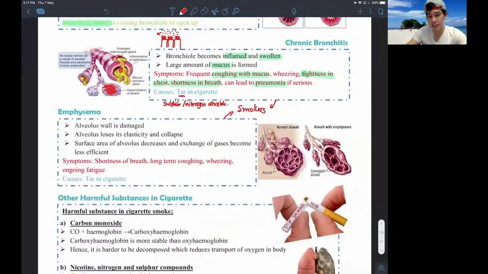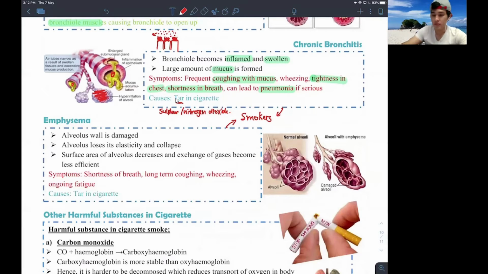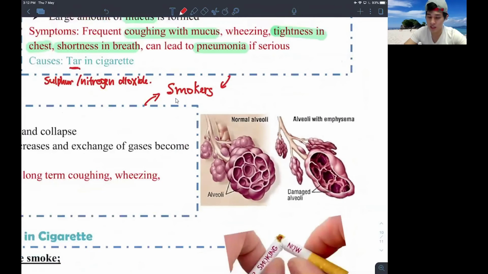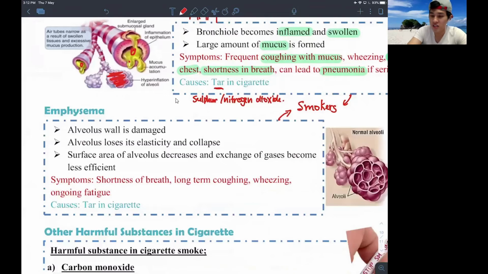Next is emphysema. Emphysema is alveolus damage, as you can see here. The normal size becomes flattened like that. The same thing is also caused by tar in cigarettes. Tar doesn't just damage the bronchial, it damages the alveolus wall as well. If the wall is damaged, this is the keyword here, the alveolus loses elasticity and collapses. The wall becomes less elastic and the alveolus just becomes flattened down like that.